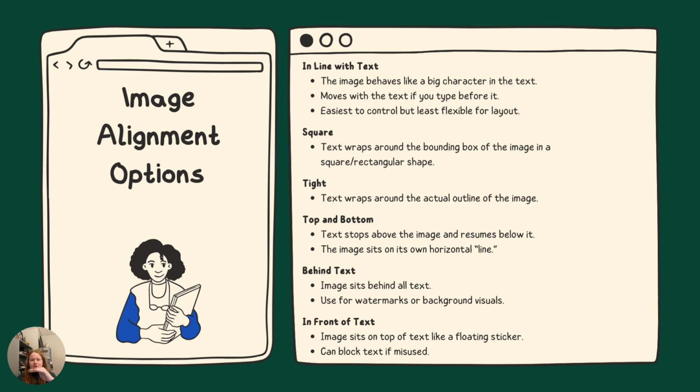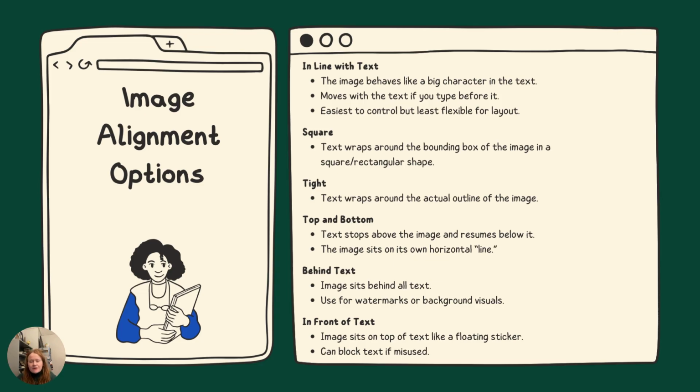You can do top and bottom, so there's text above, image, text below, or behind text or in front of text. And so sometimes you might use that like for a watermark. So if you're kind of claiming something, like it's proprietary information, using an image behind text can be useful for that.